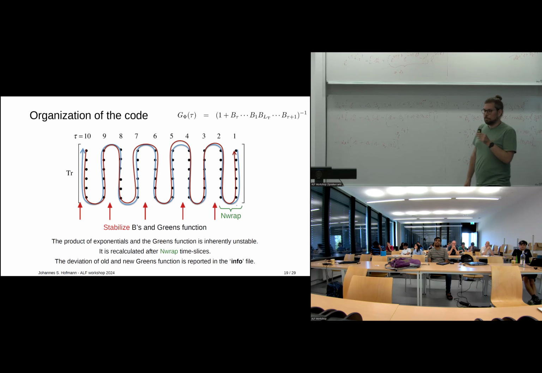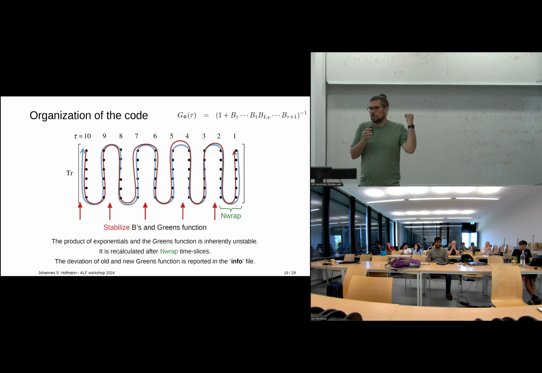But ALF is not assuming that this delta is a single number. It rather deals with it as a matrix. So it was just a simplification for the discussion here. I see. Thank you.